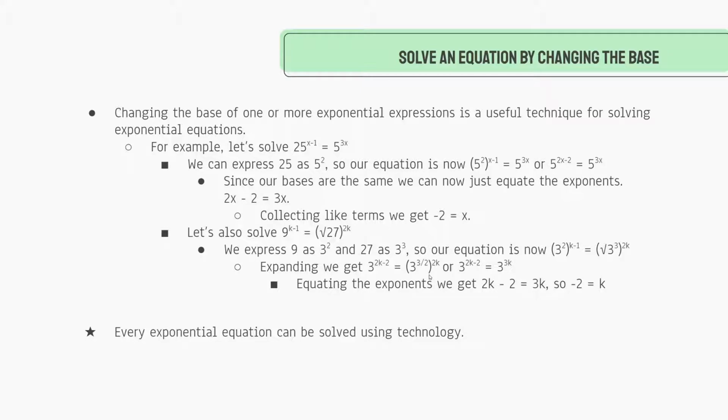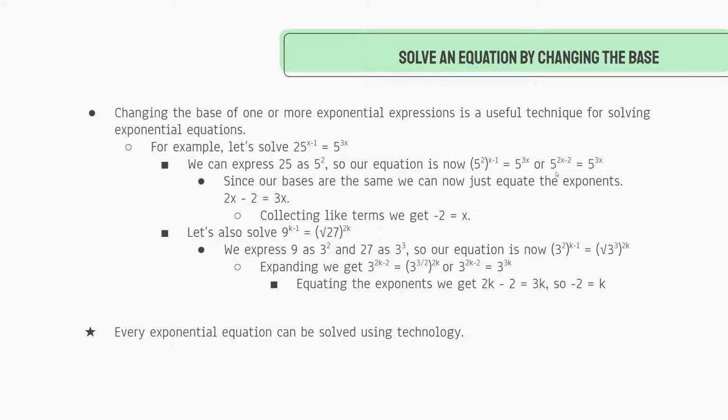Again, this is the power over the radical form that you learned last year. And then still to the power of 2k. Opening the brackets even further on this side, we get that 2k times 3 over 2 cancels out the 2's, so we're just left with 3k as our exponent. Now that our bases are the same and we have no brackets left, we can just once again equate the exponents, and so we get 2k minus 2 is equal to 3k, bringing 2k onto the other side. We once again found out that our answer is -2.